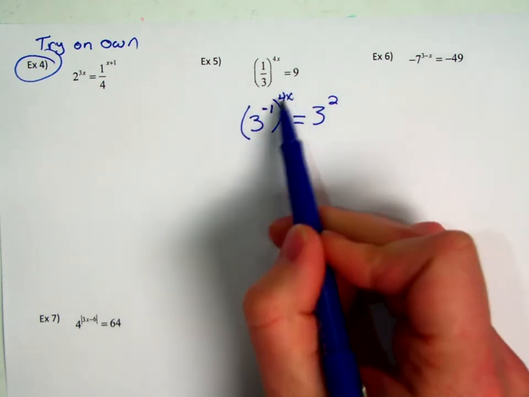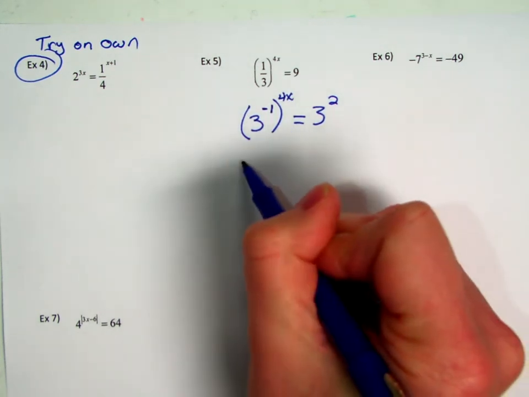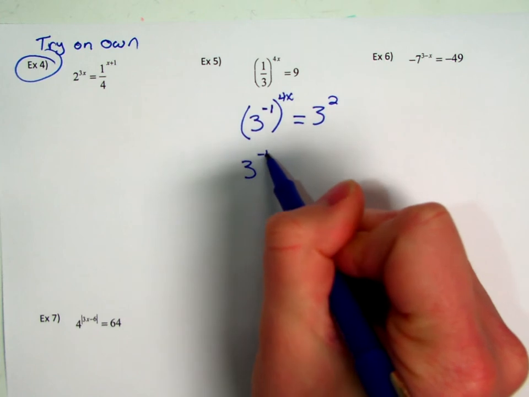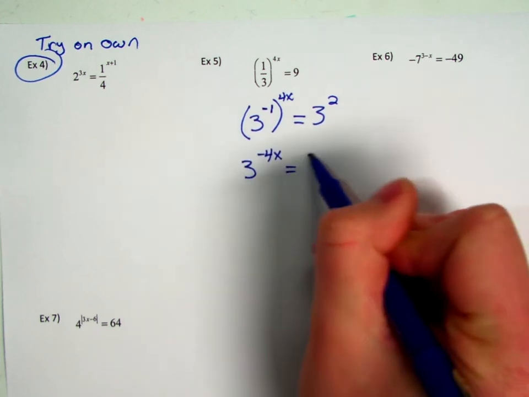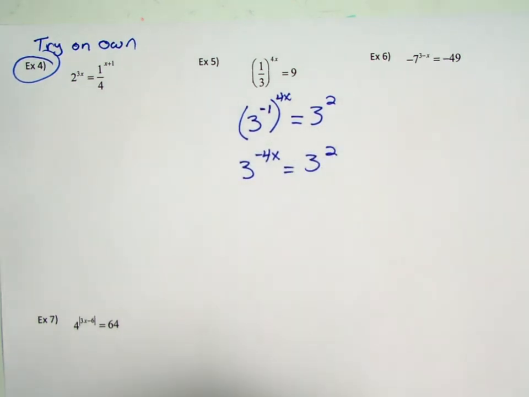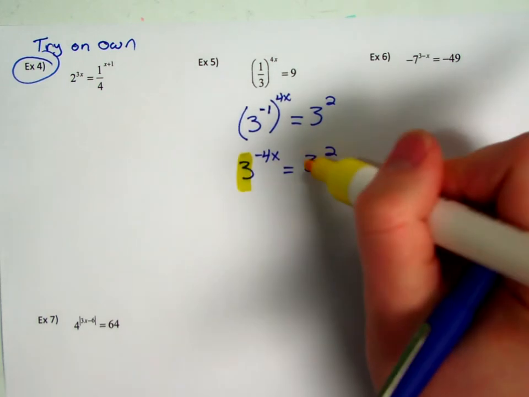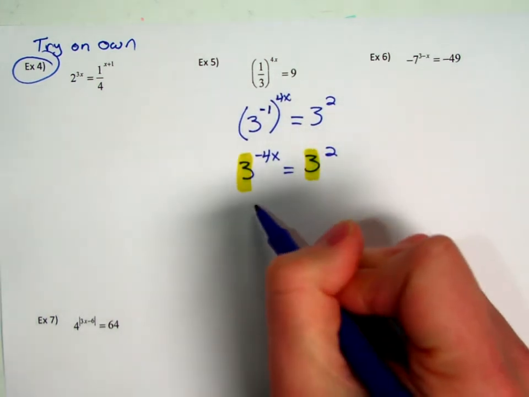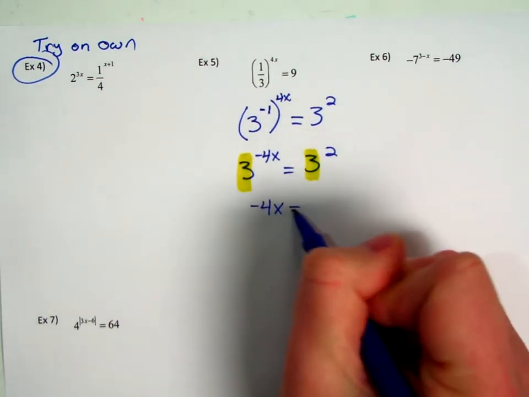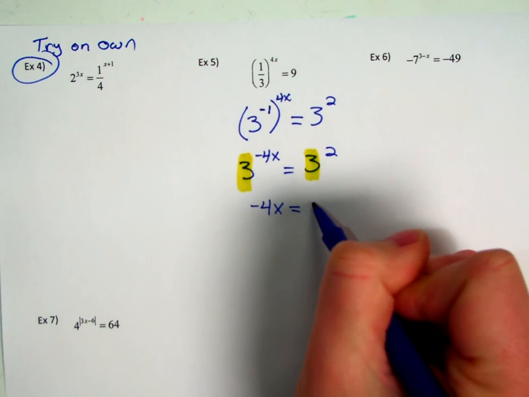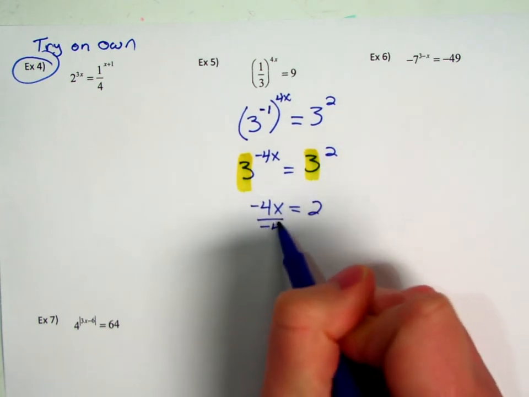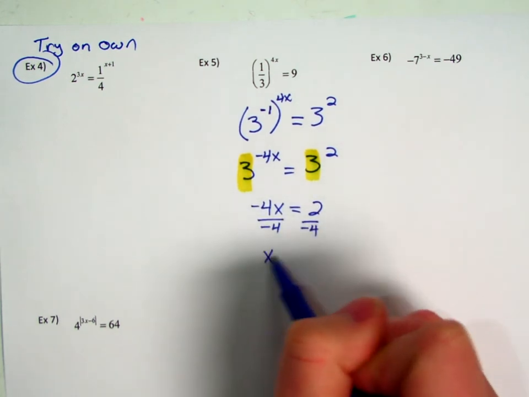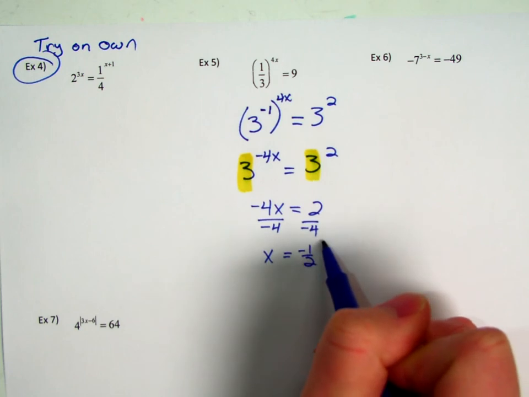And remember, an exponent to an exponent means you're really multiplying them. So this is 3 to the -4x equals 3 to the 2nd. So now that my bases are the same, we can set our exponents equal. So -4x equals 2. Divide by -4, and x would equal -1/2.